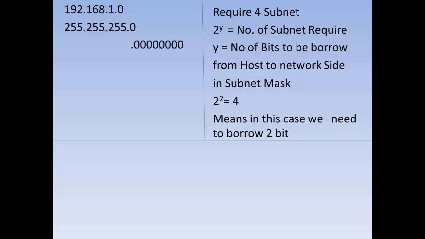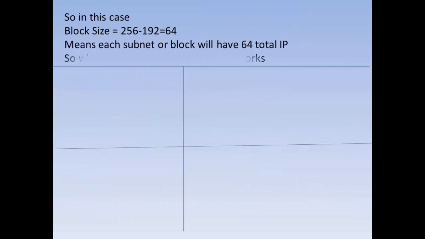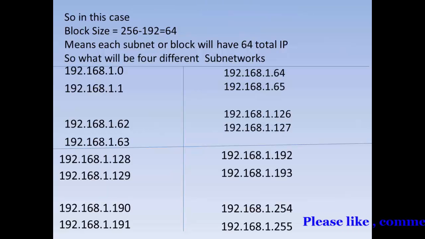If you remember, suppose we require 4 subnets. This is the basic formula that I have explained: the IP bits requirement, how many bits we need to borrow. After that we get all this. Suppose we require 4 subnets, and this will be our new subnet mask. According to this we also calculate the block size, and we get these 4 blocks.